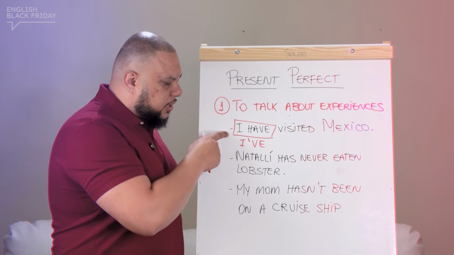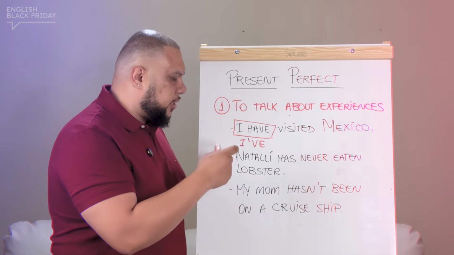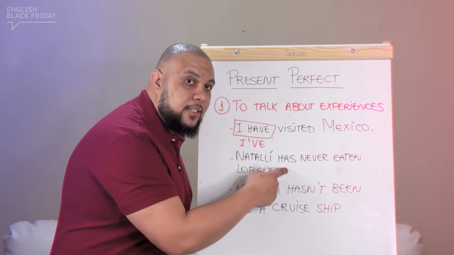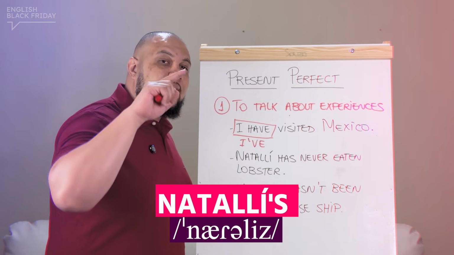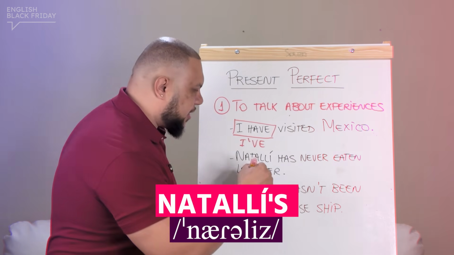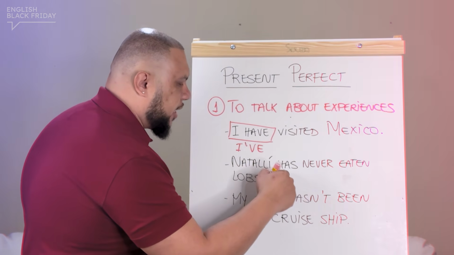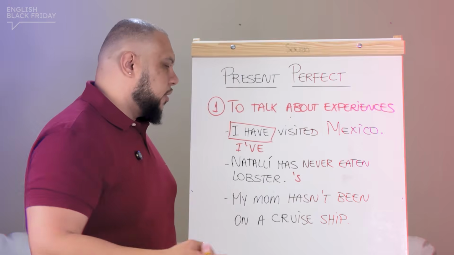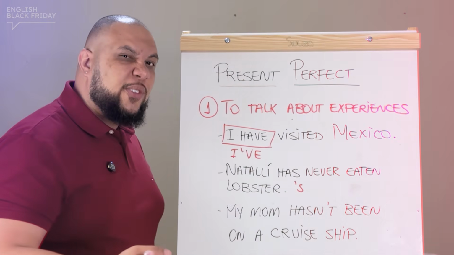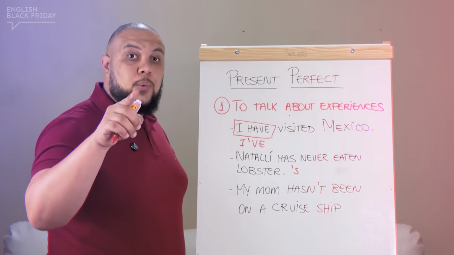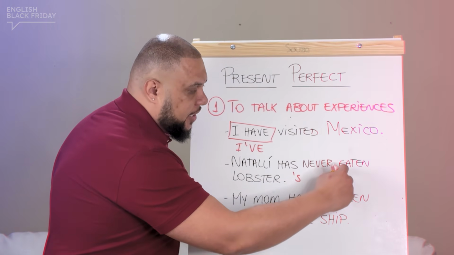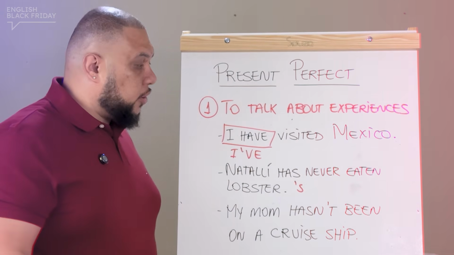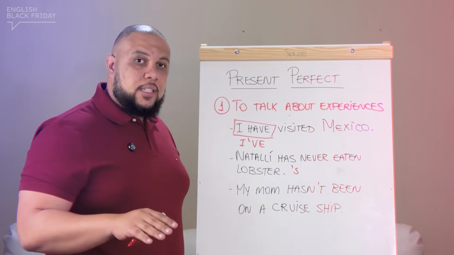If I have can be shortened or contracted to I've, can I shorten this, Natallí? Yes. And Natallí's what? Apostrophe S. Very good. So I could say Natallí's never eaten. And then you might be asking me the question, but teacher, if you say Natallí's, isn't that the verb is? Well, it's not. Why not? Because now we have the verb and the V3. She is never eaten. That wouldn't even make sense, right? So she's never eaten. She has never eaten lobster.